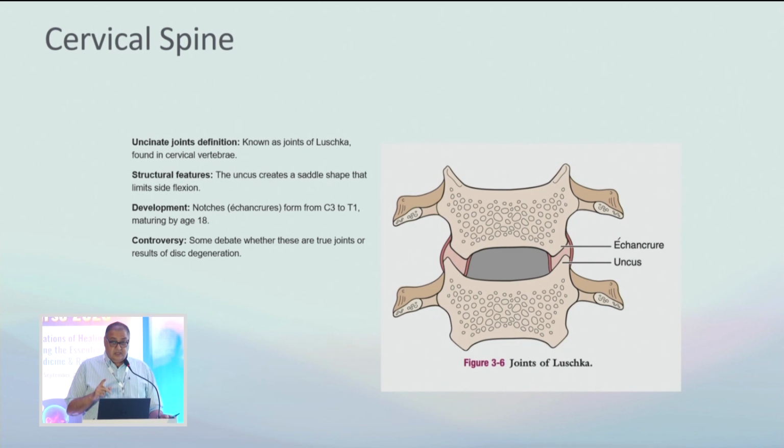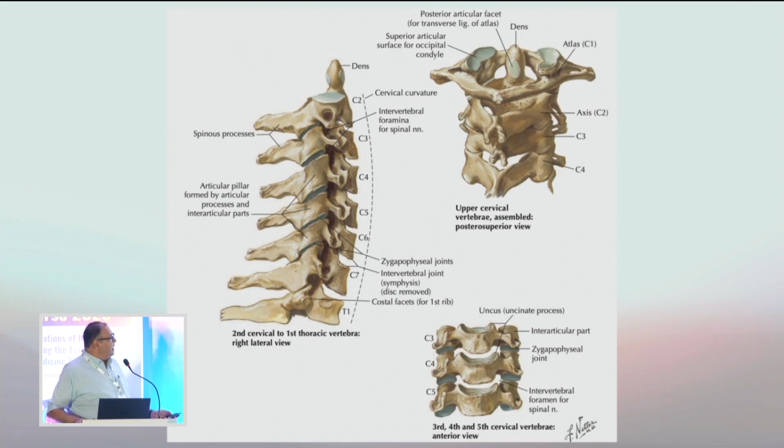Very important. Other things you have to remember are these joints of Luschka. This is the uncinate process, also called the uncus, and the upper part is called the echinoceri. Then again, back into anatomy, look at this: the angle of the cervical spine and the facet joints, which is what American people call them. But after Trump, I think I will not speak of facet; I will speak of zygapophyseal joints.